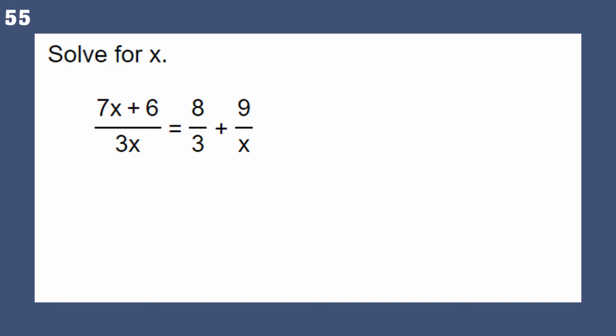Number 55, we're solving for x. And so what we have here is we've got fractions throughout. We have all these fractions, but they don't have the same denominator. If they did have the same denominator, the LCD would be 3x, okay? So what we're gonna do is we're gonna try to make the LCD 3x for all of them.